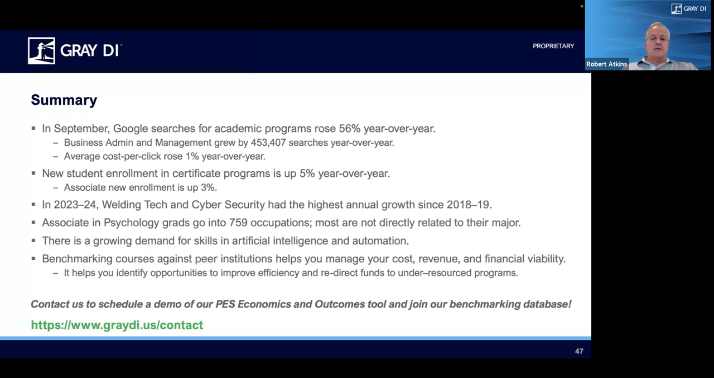Psych went up, psych graduates are going to 759 occupations, not the 5 that are directly related to their major. There's growing demand for skills in AI and automation. Not surprising in AI, a little surprising in automation that that's growing right now. I wasn't aware of that coming into this. And last but not least, benchmarking your course cost, revenue, and margin against peers can be very helpful to you in improving the financial sustainability of your organization. So please feel free to join and work with us on economics, and we can get you into our benchmarking database, and you can see how you do relative to your peers.